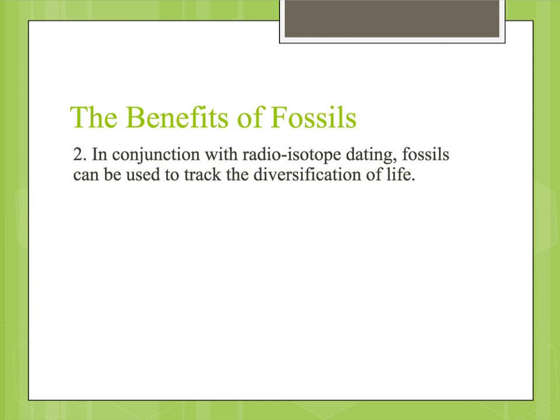2. In conjunction with radioisotope dating, fossils can be used to track the diversification of life. Current species can be analyzed and their ancestors determined based on their similarity to known fossils. If a chain of fossils exists, the lineage of a species can be traced all the way back to its single-celled ancestors.